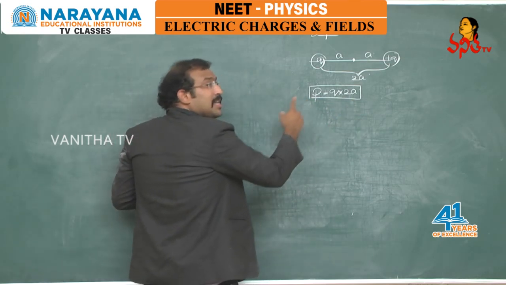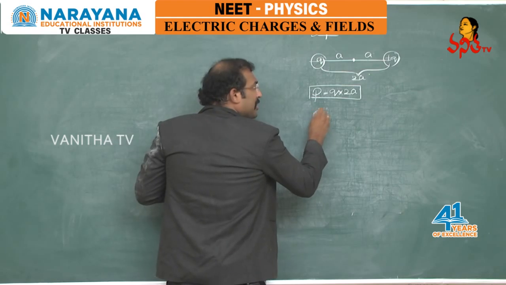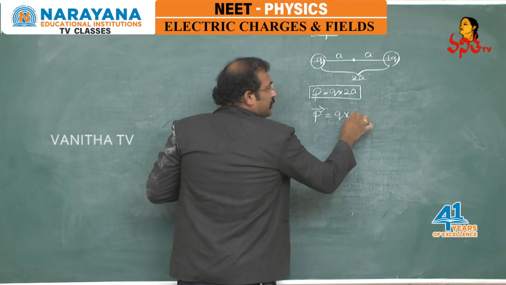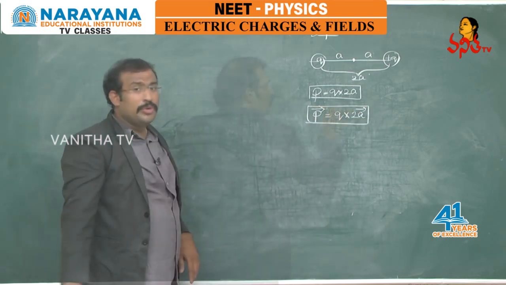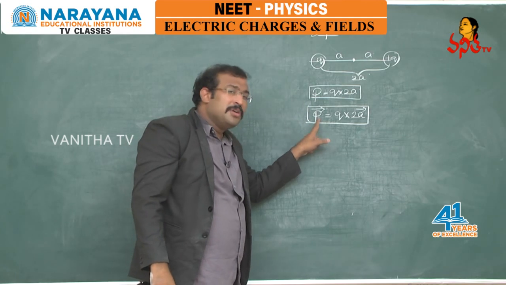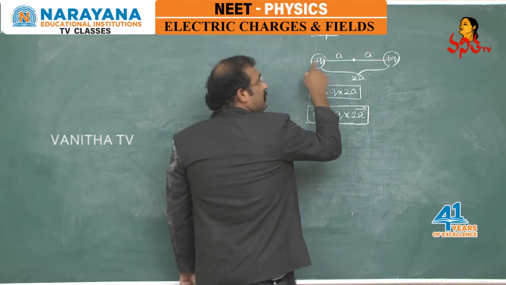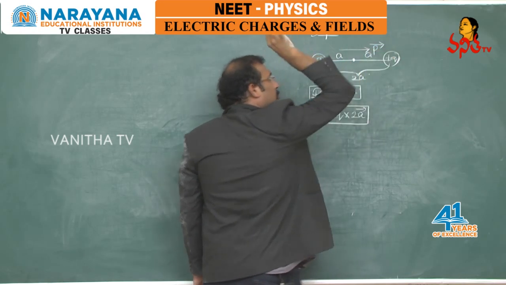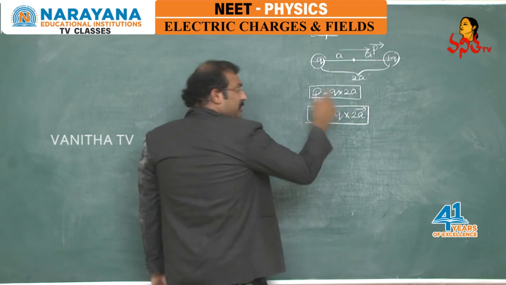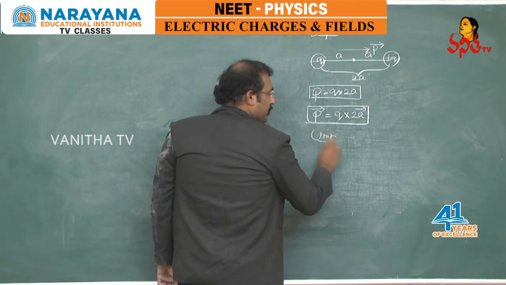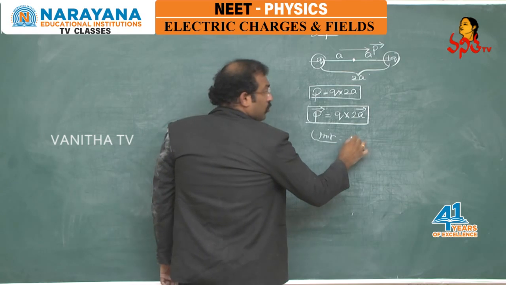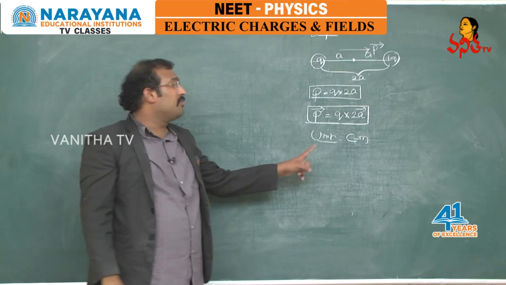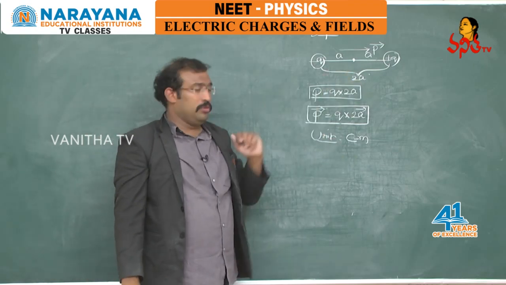Dipole moment is a vector quantity. Dipole moment in vector form can be represented as P bar is equal to Q into 2A bar. The direction of this vector is always from negative charge to positive charge. This will be the direction of the dipole moment of a dipole. What is the unit of this dipole moment? Coulomb meter is the unit of dipole moment of a dipole.